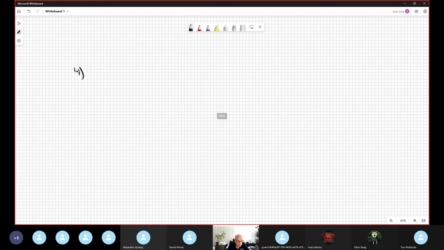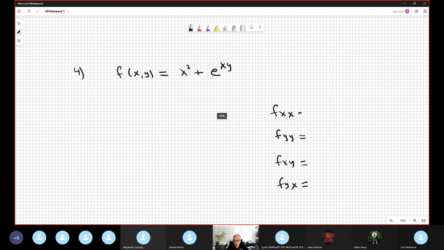Question 4 is one function in two variables: x squared plus exponential xy. Find the second derivative of this. My final goal is fxx, fyy, fxy, and fyx. You know fxy and fyx are the same, but it would be good to compute both as a verification that we are doing well. And to find the second derivative, we need to find the first derivative.